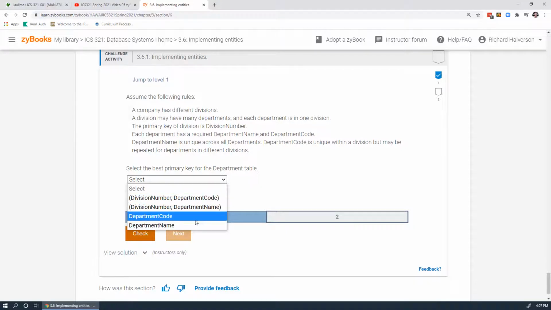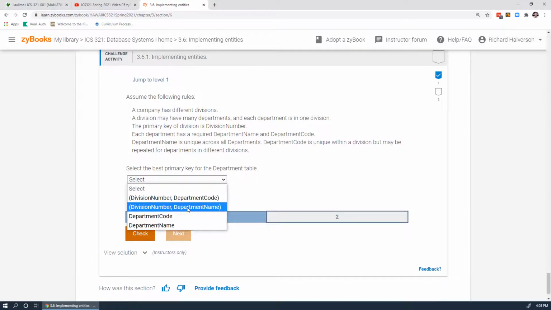Not department code, because it says right here, department code is unique within a division, but may be repeated for departments in different divisions. So that's not good. Department name would work because it's unique across all departments, but department names can change. People have opinions about department names. Some people might prefer a different name for their department. So that's not a good primary key, because people should not have any opinion about what a primary key ends up being, although it is unique.